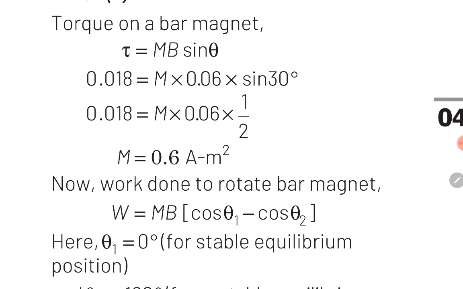Guys, work done is equal to minus of change in potential energy, and potential energy of a bar magnet is equal to minus mB cos theta. So by using this concept, we'll obtain the formula of work done as equal to mB into (cos theta 1 minus cos theta 2).